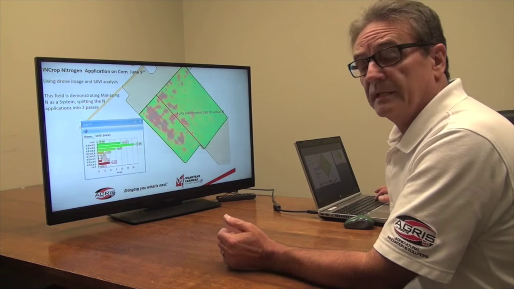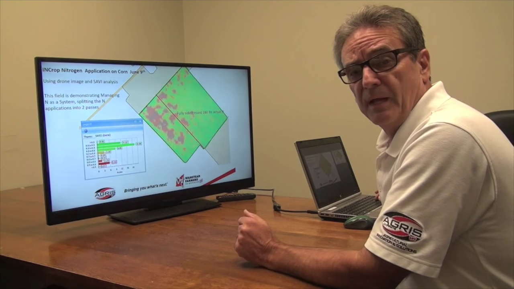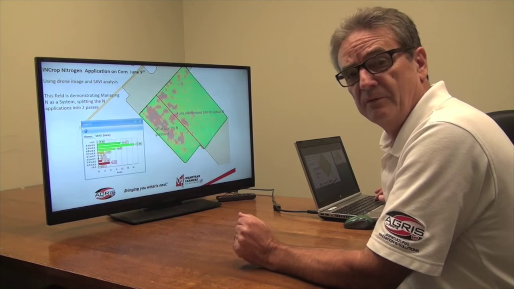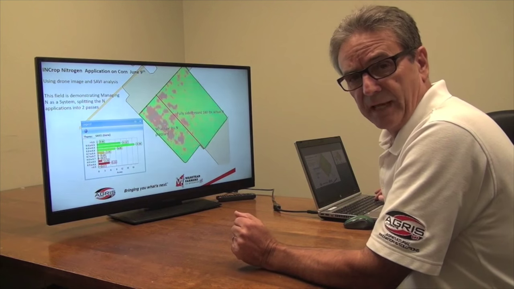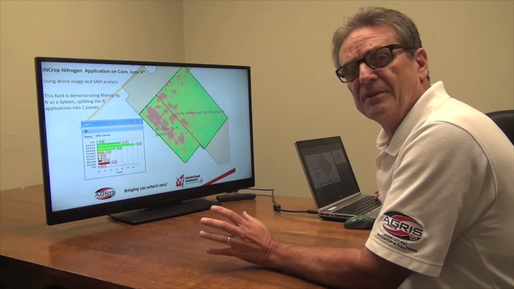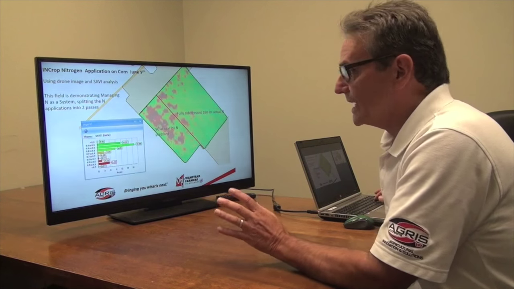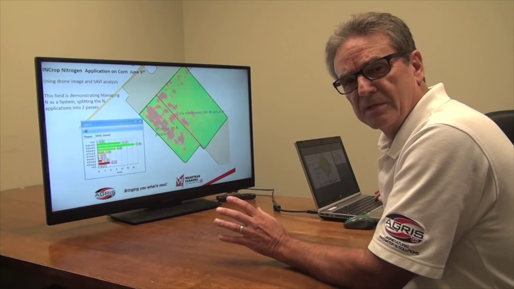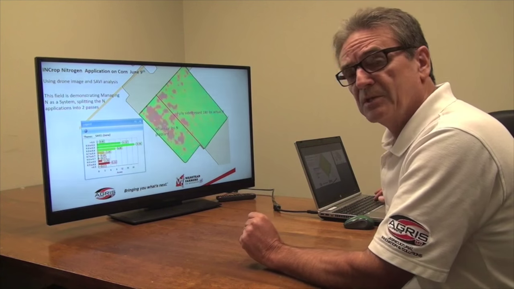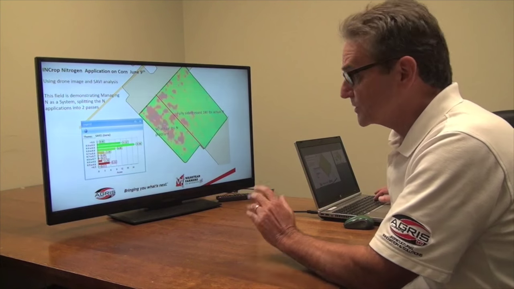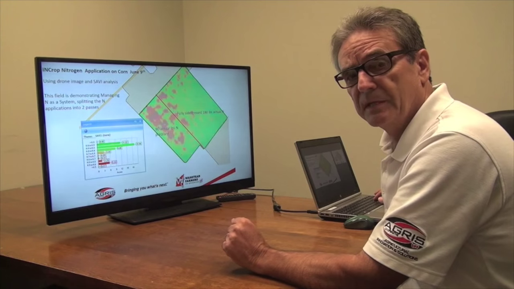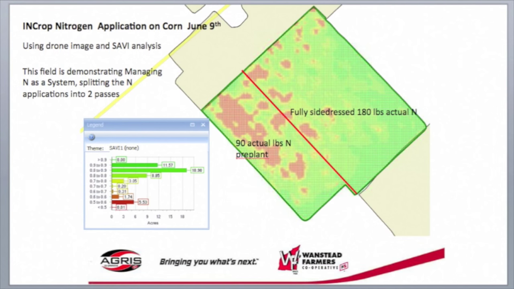And what we've got is on the east side of the field, all the nitrogen's been applied at side dress time. So we got 180 actual nitrogen on. And then on the west side, we only applied 90 pre-plant. So we're trying to compare a different nitrogen strategy here. And we're using this NDVI or SAVI analysis to help us understand what the growth is like in the field. And we can see that we have much more uniform growth where all the nitrogen's been applied. So we're assuming that on the west side, where it's less growthy, we've got more opportunity to adjust the nitrogen rates there.